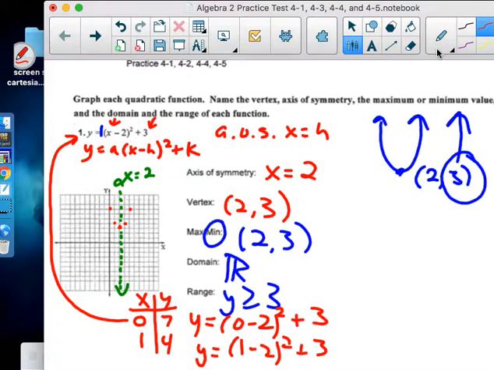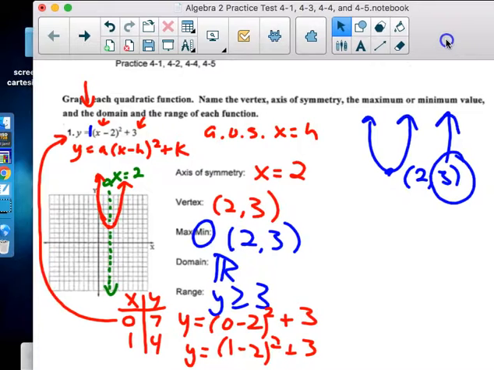So let's see what happens if we put a 5 back into this. 5 minus 2 would be 3. 3 squared is 9. 9 plus 3 is 12. So we're already off of our negative 10 to 10 grid. So these would be enough points for us to get a really nice parabola out of that. So we did everything they wanted. We graphed it. We gave them the vertex, axis of symmetry. We gave them the minimum value and the domain and range of that graph.